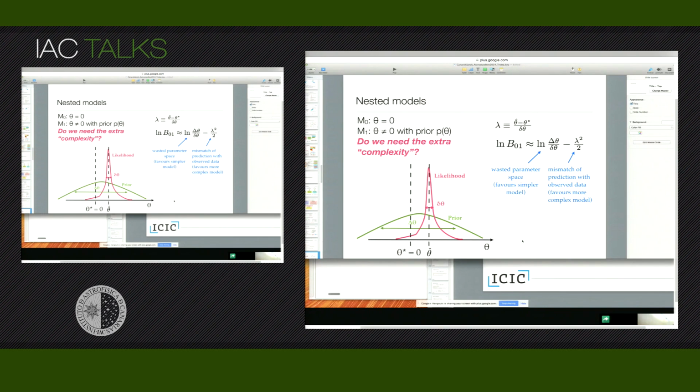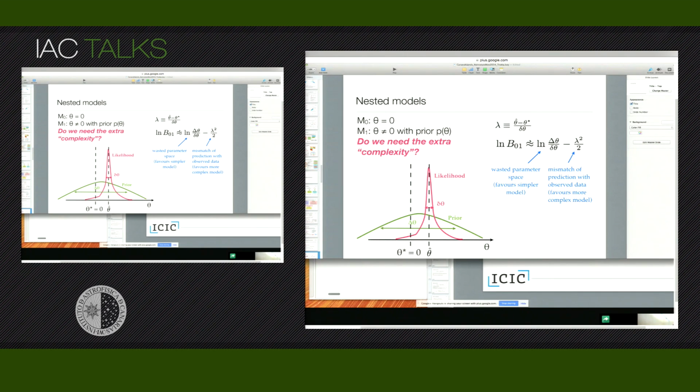I won't do it here because it's very simple, but I'll let you do it on your own. What you find is that the log of the Bayes factor between model 0 and model 1 is approximately given by this expression. So here lambda is the distance of the maximum likelihood value, theta hat, to the value predicted under the simpler model, in this case 0, divided by the standard deviation of the likelihood, delta theta. So lambda, in other words, is the number of sigma significance of your extra parameter in frequentist terms.